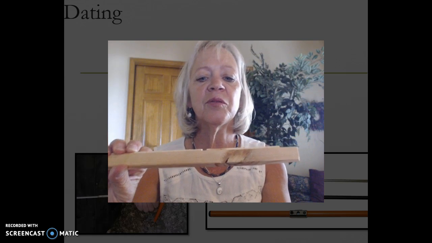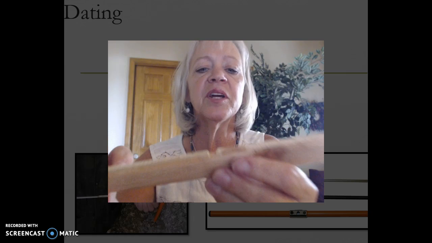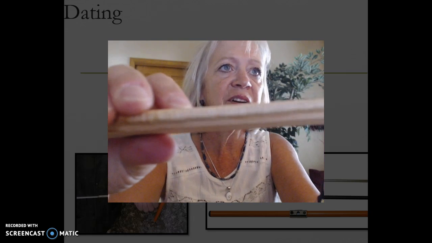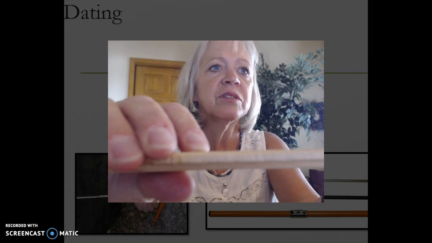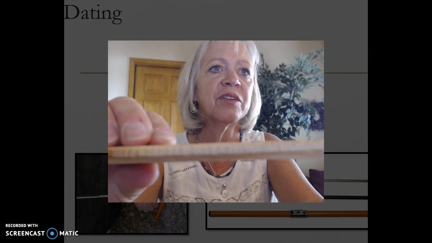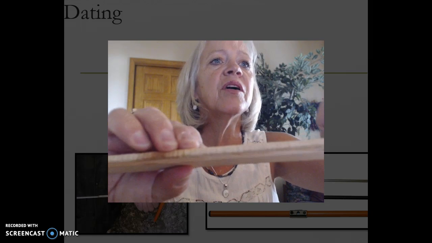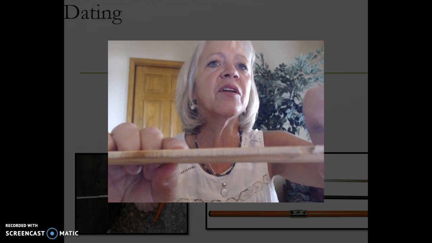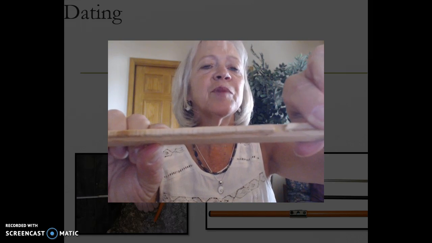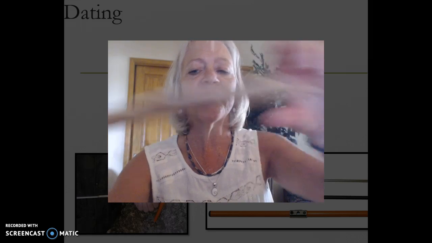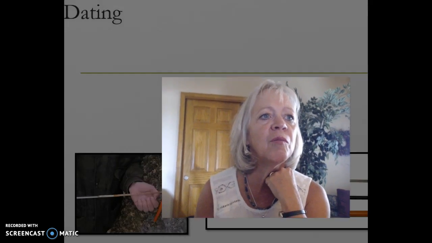You might notice on this one, the center of the tree is right here. Trying to find it. There it is. Okay. Right there. And so you can tell how many years it's been growing. We'll be teaching you all about that.